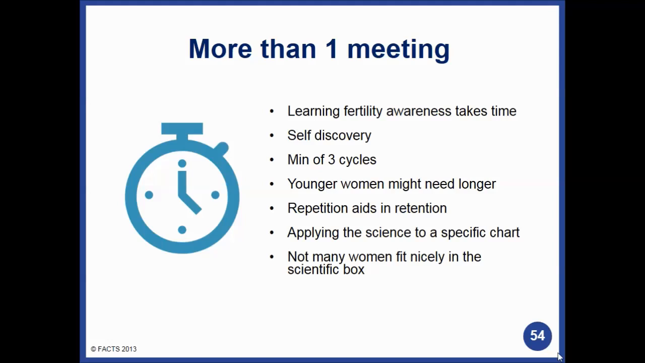The younger women might need longer. I know my 15-year-olds and 16-year-olds, they kind of struggle with the whole idea of wetness and cervical fluid, and they're not real sure. And at that age, menarche has just happened, and so some of that irregularity can be normal for them. It just takes them some time to figure that out and to discover that on their own. Repetition aids in retention. And then not all women are going to fit nicely into that scientific box.